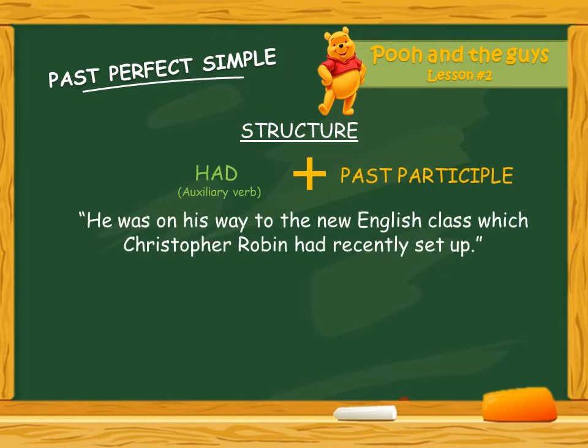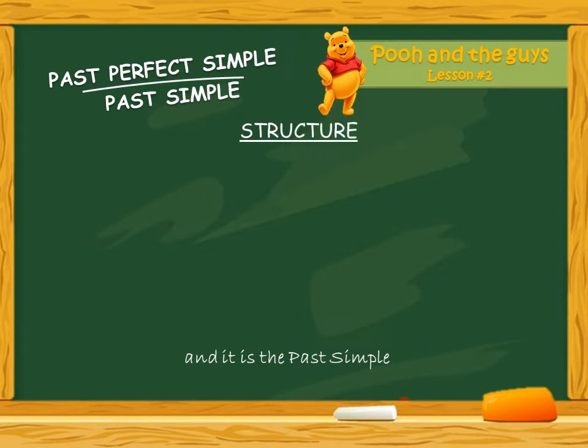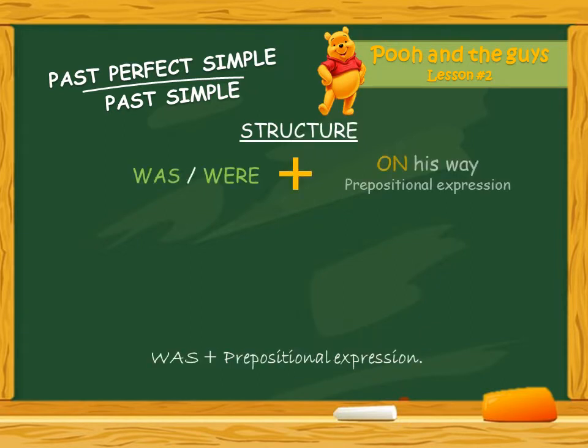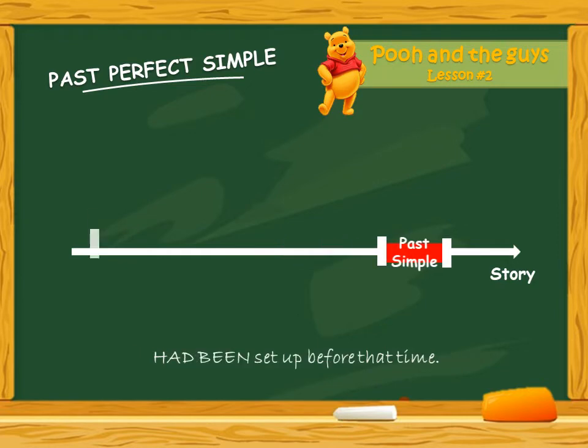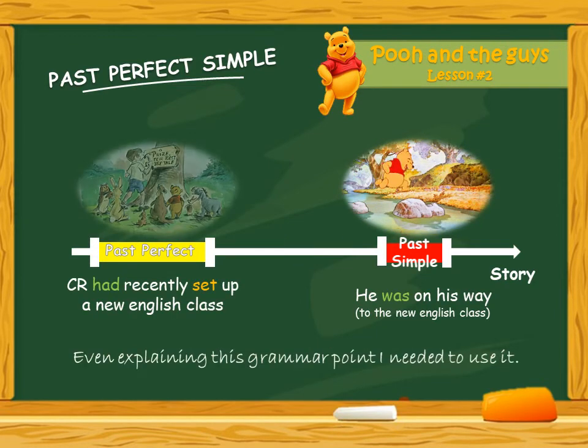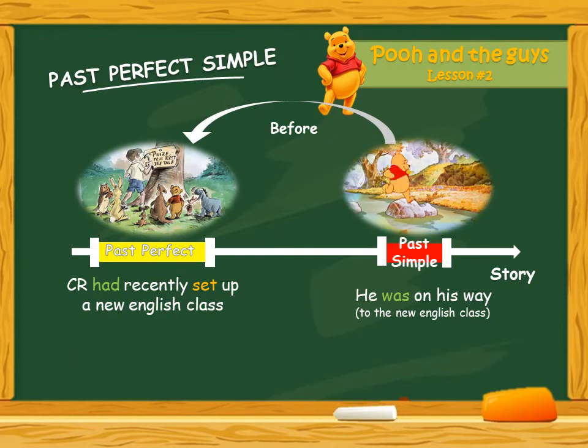He was on his way to the new English class, which Christopher Robin had recently set up. The other past time here is the first part of the clause, and it is in the past simple: was plus prepositional expression. He was on his way to class, and the class had been set up before that time. Even explaining this grammar point, I need to use it.